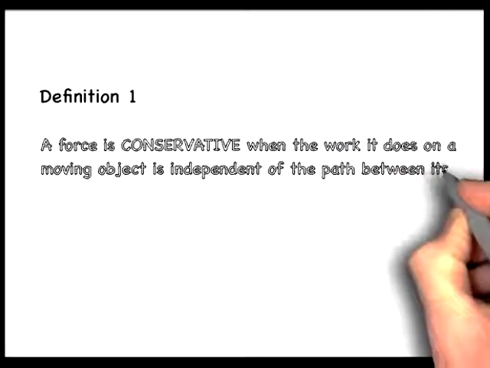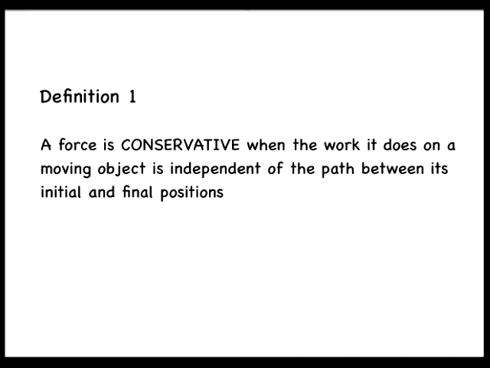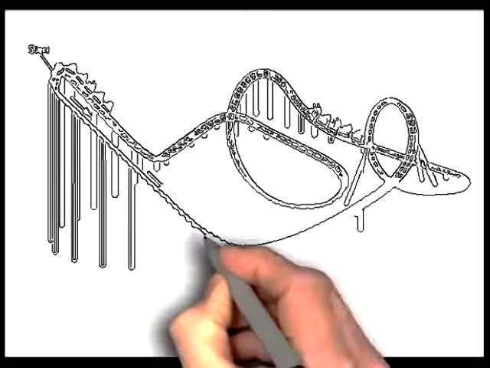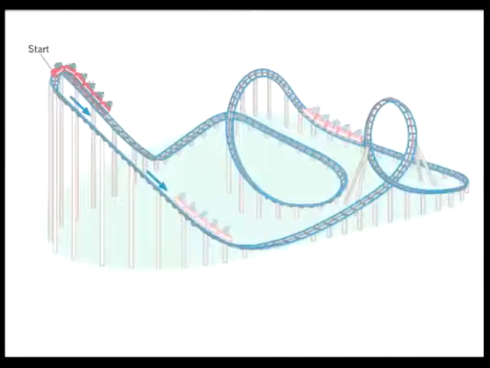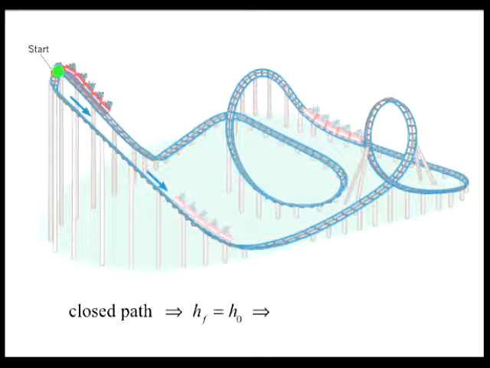A force is conservative when the work it does on a moving object is independent of the path between the object's initial and final positions. Another way to think about a conservative force is to consider an object that travels up and down hills and making turns, and finally ends back at the starting point. We call the path the object follows a closed path, such as in the case of the roller coaster when there are no frictional or air resistance forces present. In this case, h0 equals hf, and therefore no work has been done on the object.